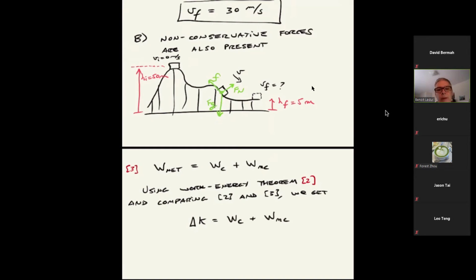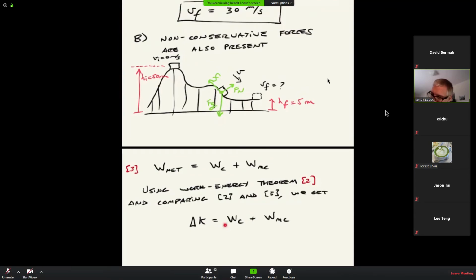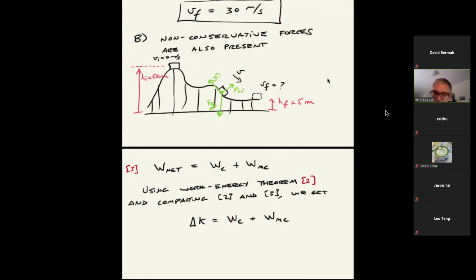All right. So the change in kinetic energy of an object will be equal to the net work done on this object. Here we put all the work done by conservative forces together, and all the work done by non-conservative forces together. In case A, we make this equal to 0 because only conservative forces existed. But now we're going to put in some non-conservative forces.